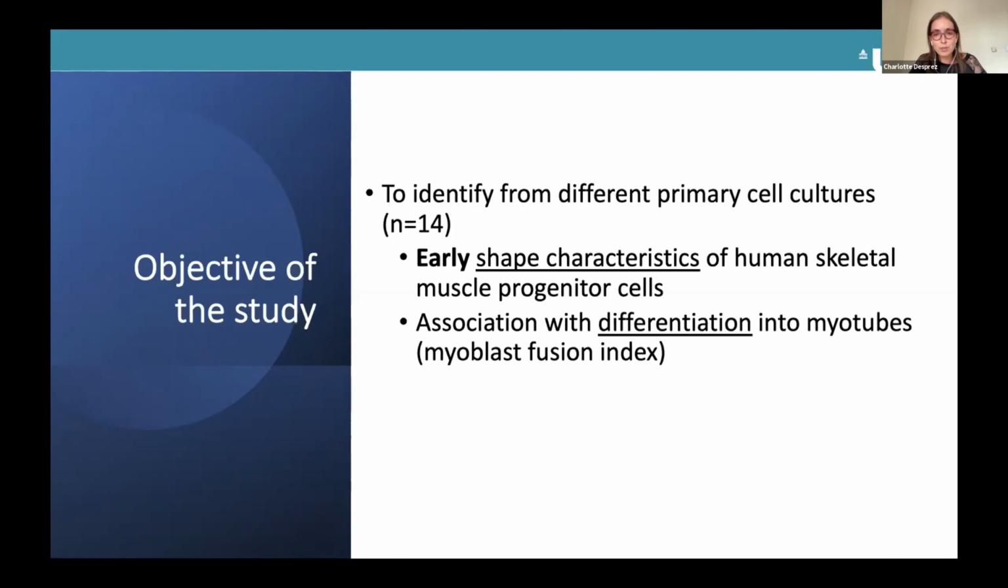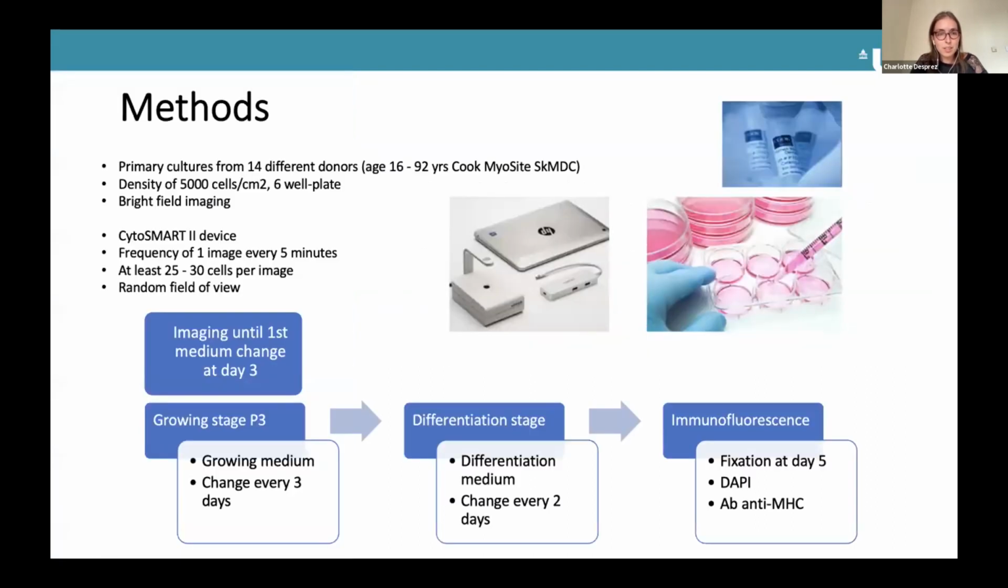This was calculated with the myoblast fusion index, which evaluates the good differentiation of our cells. For this study, we did a primary culture of cells from 14 different donors. Cells were given by the manufacturer, Cook Myosite. Our donors are aged from 16 to 92 years old. For this evaluation, we used the lowest density recommended by the manufacturer, which was 5,000 cells per square centimeter.